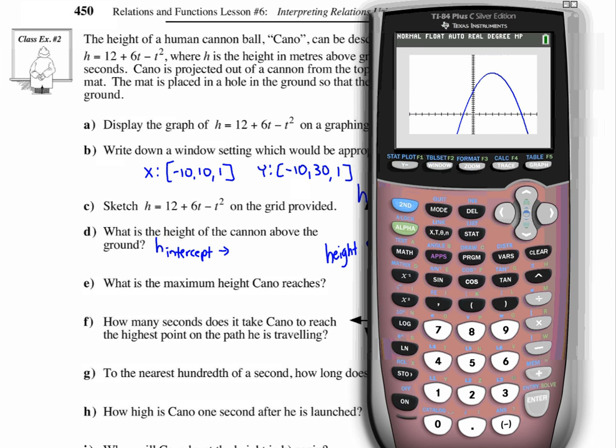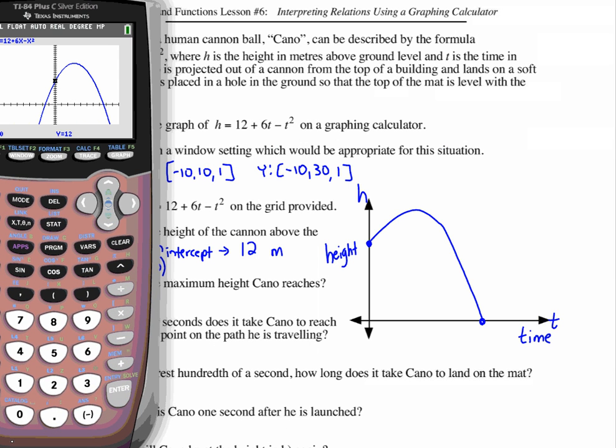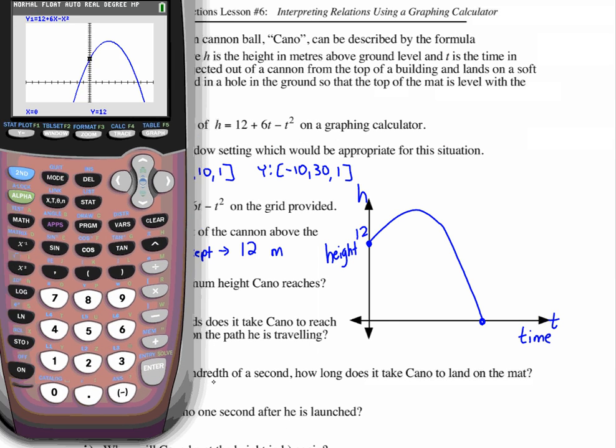When x is 0, or in this case, time is equal to 0. So if I know my x value and I want my y, what do I push? Trace, 0, enter. So 12. 12 meters. You can even add that to our graph. 12. Okay, this is new.